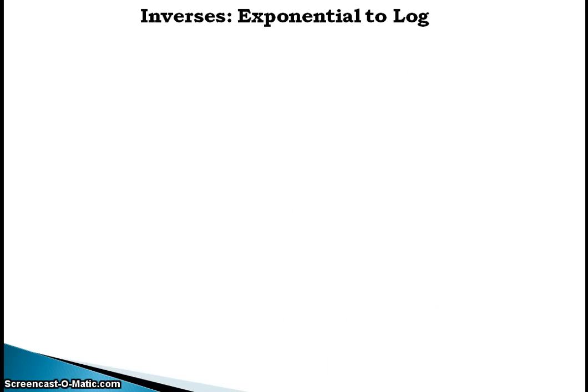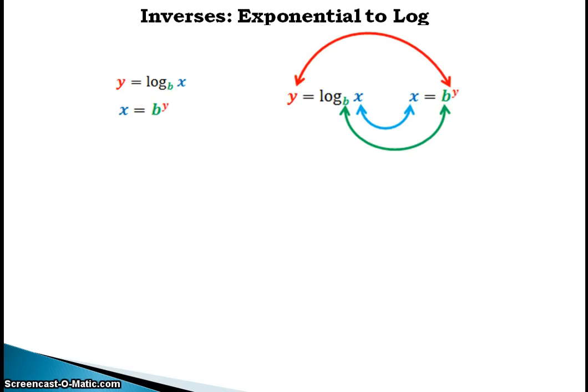You can also go the other direction, that is log to exponential. That should read log to exponential. And it works very similarly. Suppose you start with a log function and you want to get to an exponential function. Well, the exponent, the output of a log function, becomes the input of your exponential function. The base becomes the base of the exponent, and the input of the log function becomes the output of the exponential function. Now here is a drawing of what goes where.